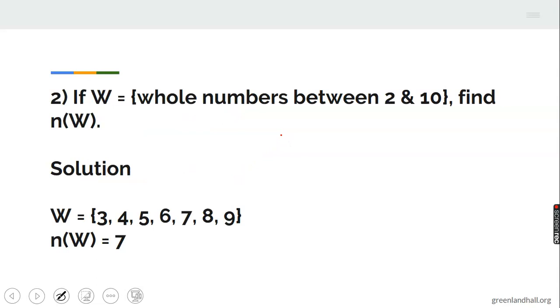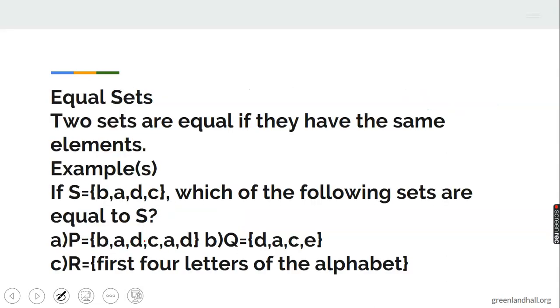Now, if W equals whole numbers between 2 and 10, find n(W). Since it's between 2 and 10, that means 2 and 10 are not included. We start from 3. The solution: W equals 3, 4, 5, 6, 7, 8, 9. 10 is not there. Now, we also find the number of elements. So n(W) is 7 by counting. And that is the solution. We'll move on.